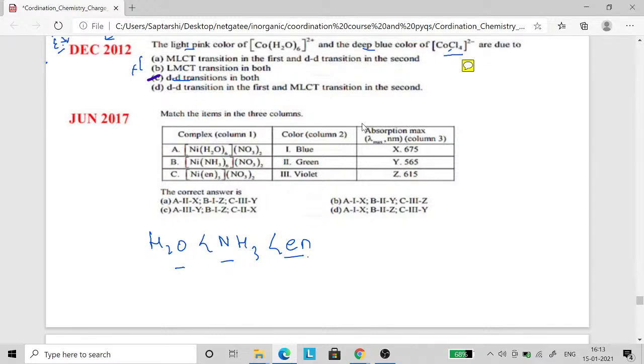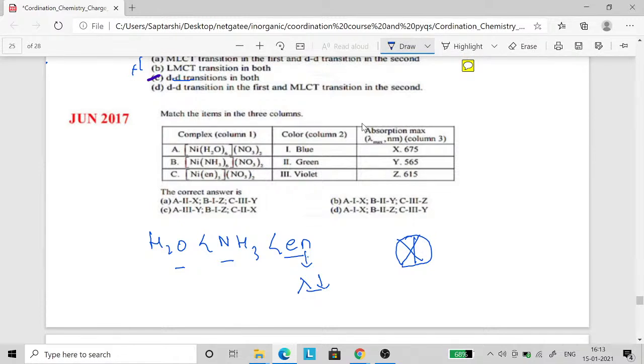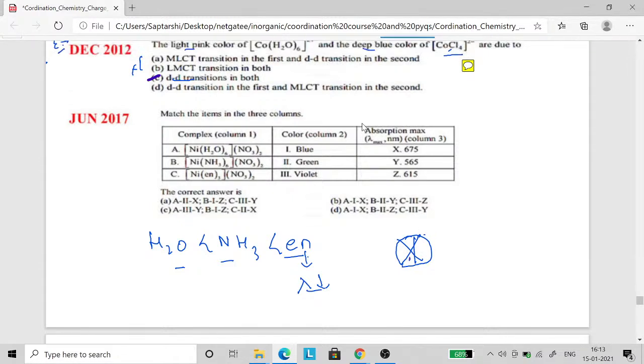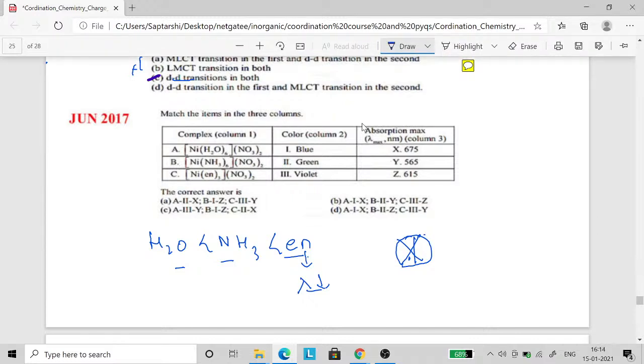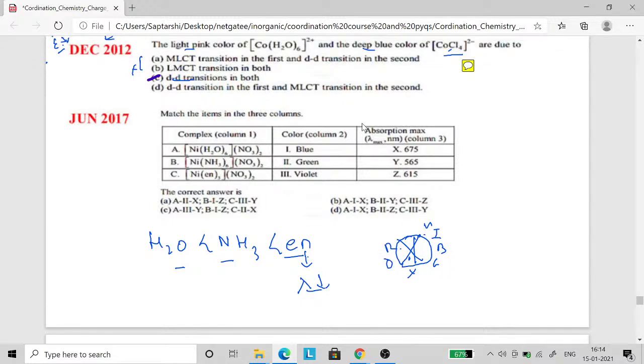Okay, the absorption and color. So this is strong, so this should have a lower absorption wavelength, right? Lower absorption wavelength means, from the color chart, that it will show a deep color. So en should have the lowest, this 565 should be for en, and it should show a deep color on the VIBGYOR, we should go in this place only: violet, green, blue.